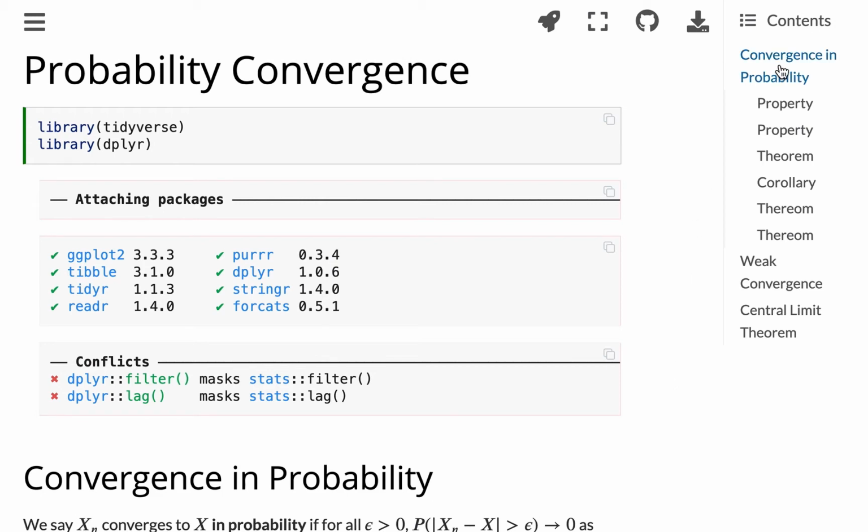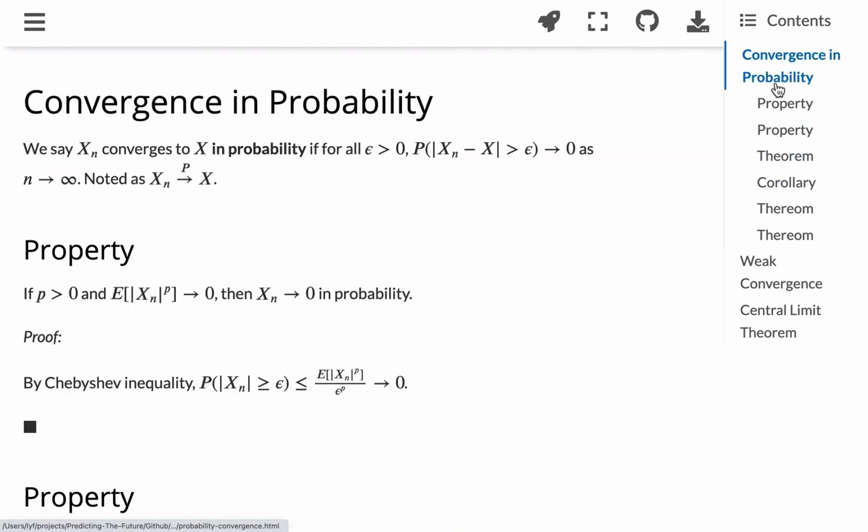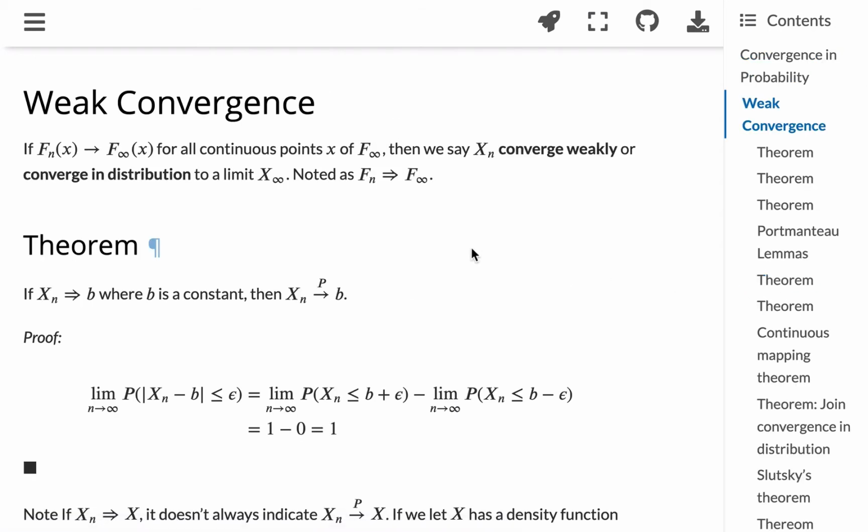Today we're gonna talk about a couple of convergence types. The first one is convergence in probability, which is a stronger convergence compared to another convergence we're going to talk about, which is weak convergence or convergence in distribution. And we're going to talk about the relationship of convergence in probability, convergence in distribution and convergence almost surely. But the weak convergence is a little bit larger section.